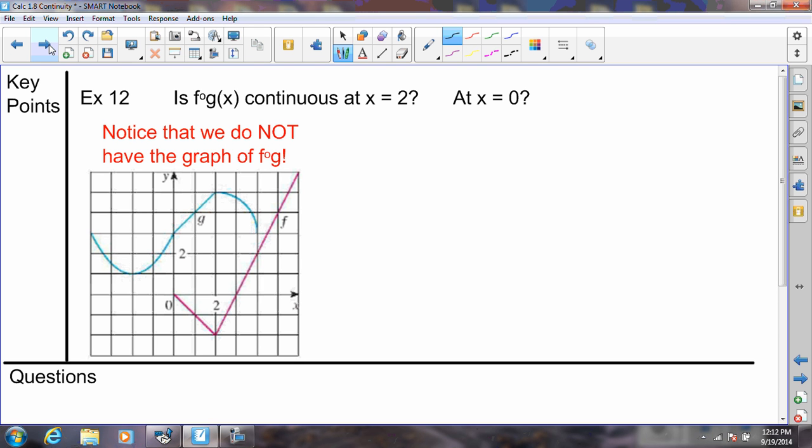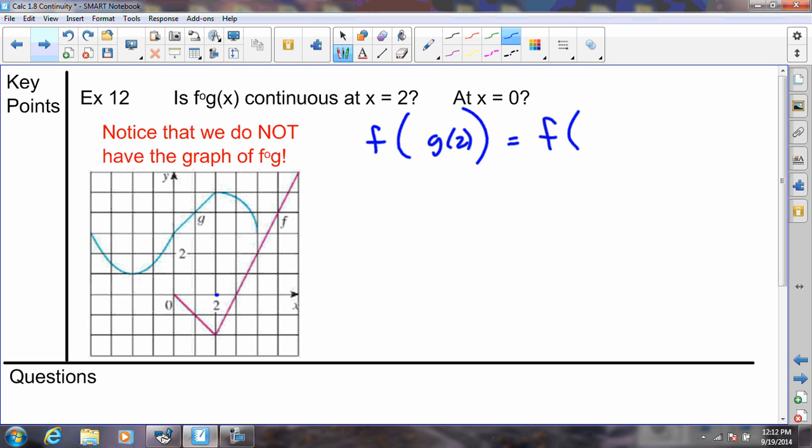Consider this. Is f composed with g continuous at x equals 2? Keeping in mind that the graph we have here is not the composition function, so we can't just look and say, oh, here there's a hole at 2. Well, keep this in mind. f of g of 2. Does g of 2 make sense? Okay, what is g of 2?